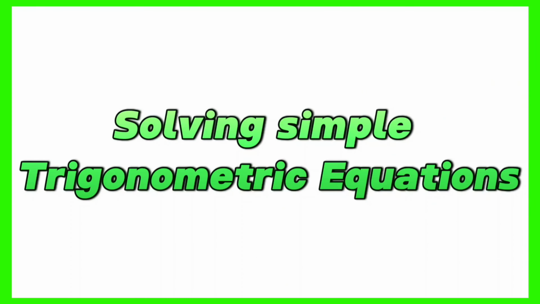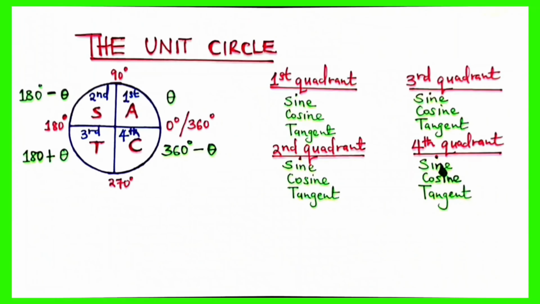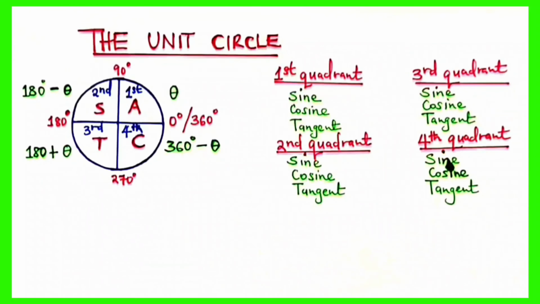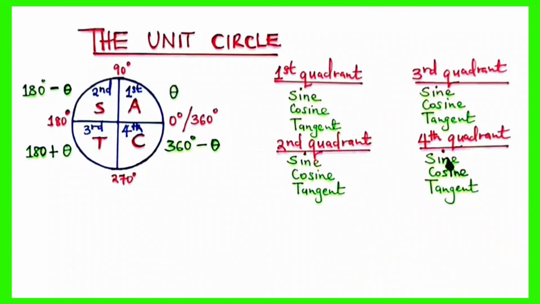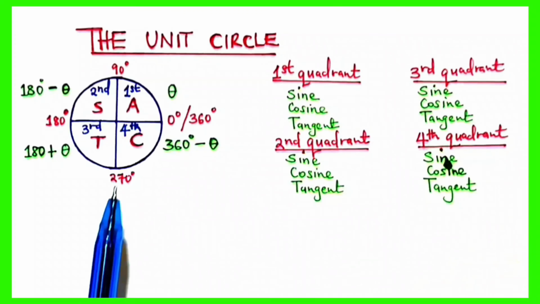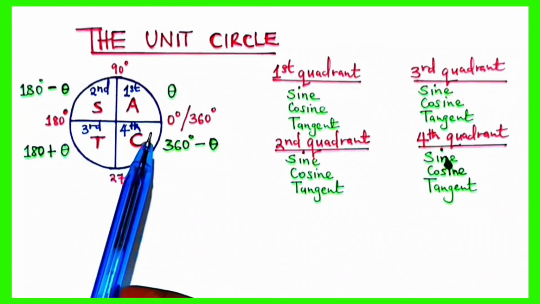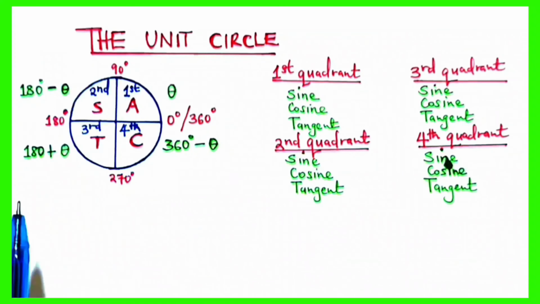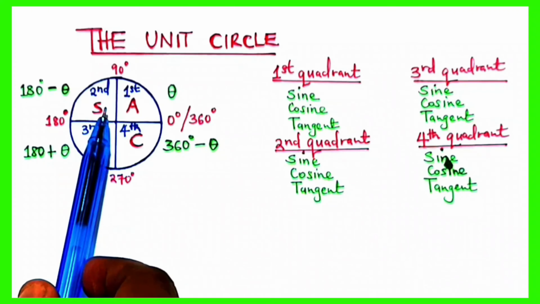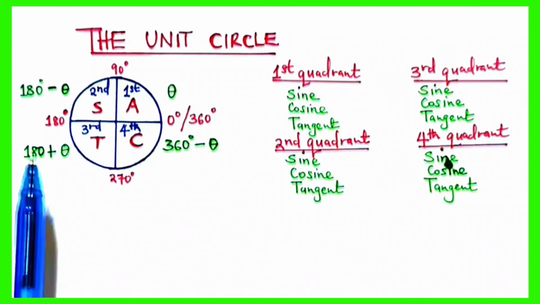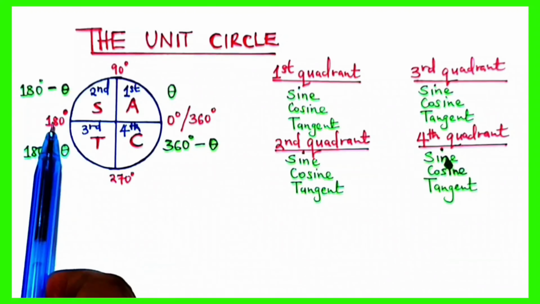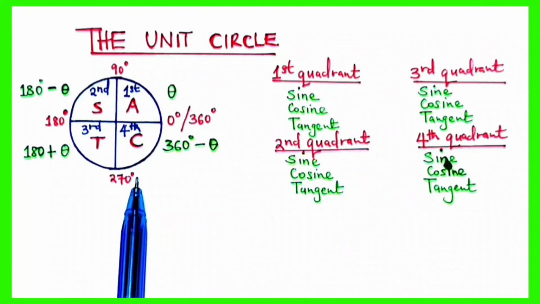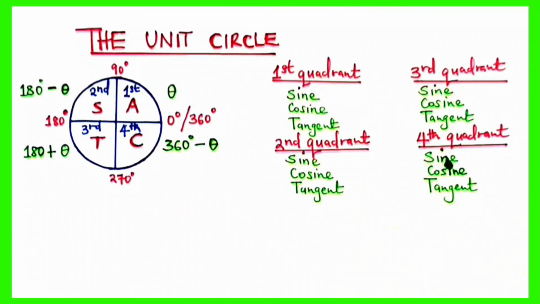Solving simple trigonometric equations. The unit circle. So the unit circle represents a circle that has been divided into 4 quadrants, and therefore we've got the first quadrant here, which represents angle 0 degrees all the way to 90 degrees, and then there's the second quadrant, which is 90 degrees to 180 degrees, and then there's the third quadrant, which is 180 to 270 degrees, and then the fourth quadrant, which is 270 degrees to 360 degrees.